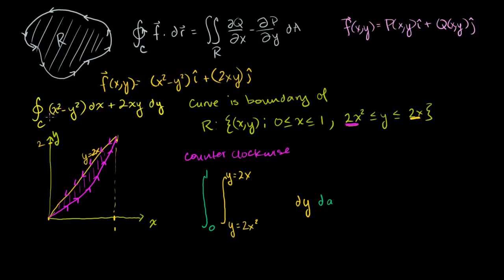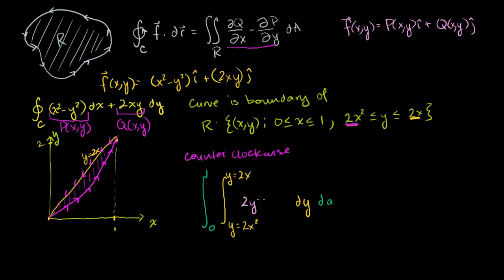So this expression right here is our P of x, y. That is our P of x, y. And this expression right here is our Q of x, y. So inside of here, we're just going to apply Green's theorem straight up. So the partial of Q with respect to x. Take the derivative of this with respect to x, we're just going to end up with a 2y.